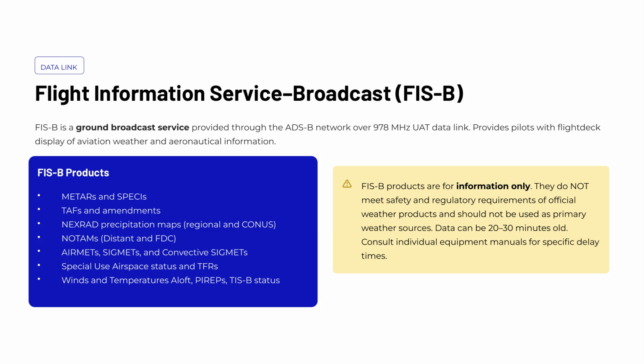Those products include METARs and SPECIs, TAFs and amendments, NEXRAD precipitation maps at both regional and CONUS scale, NOTAMs, AIRMETs, SIGMETs, convective SIGMETs, special use airspace status, TFRs, winds and temperatures aloft, PIREPs, and TIS-B status. That is a comprehensive set of situational awareness tools available in the cockpit.